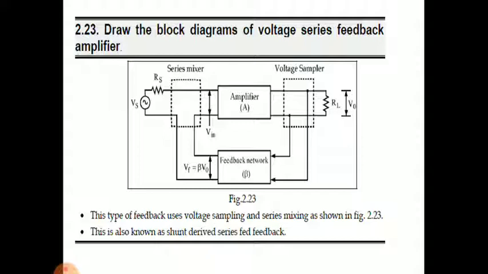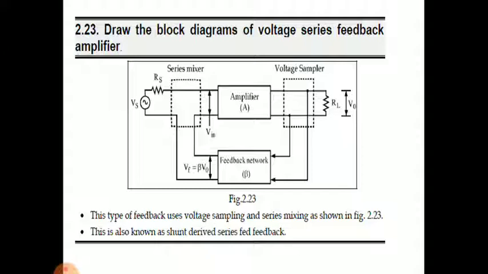The first word, voltage or current, depends on the sampled signal. If we sample the voltage signal, we call it voltage series or voltage shunt. If we sample the current, we call it current series or current shunt. The second word, series or shunt, comes from the mixing of the signal, either series mixing or shunt mixing.